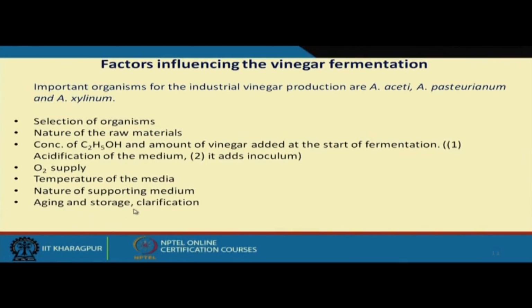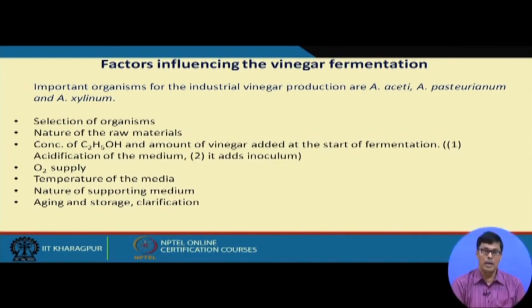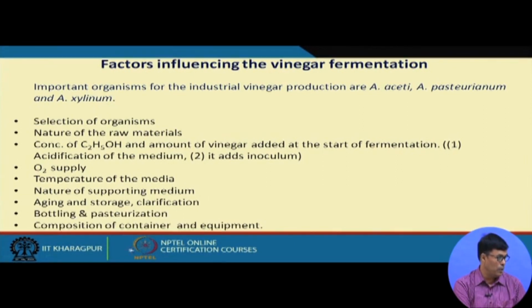And then aging and storage is also very important, because during the aging process some alcohol and acid form esters that help to develop flavor. Clarification also takes place. Then we do the bottling and pasteurization. The composition of the containers and equipment also plays a very important role, because acetic acid is corrosive.